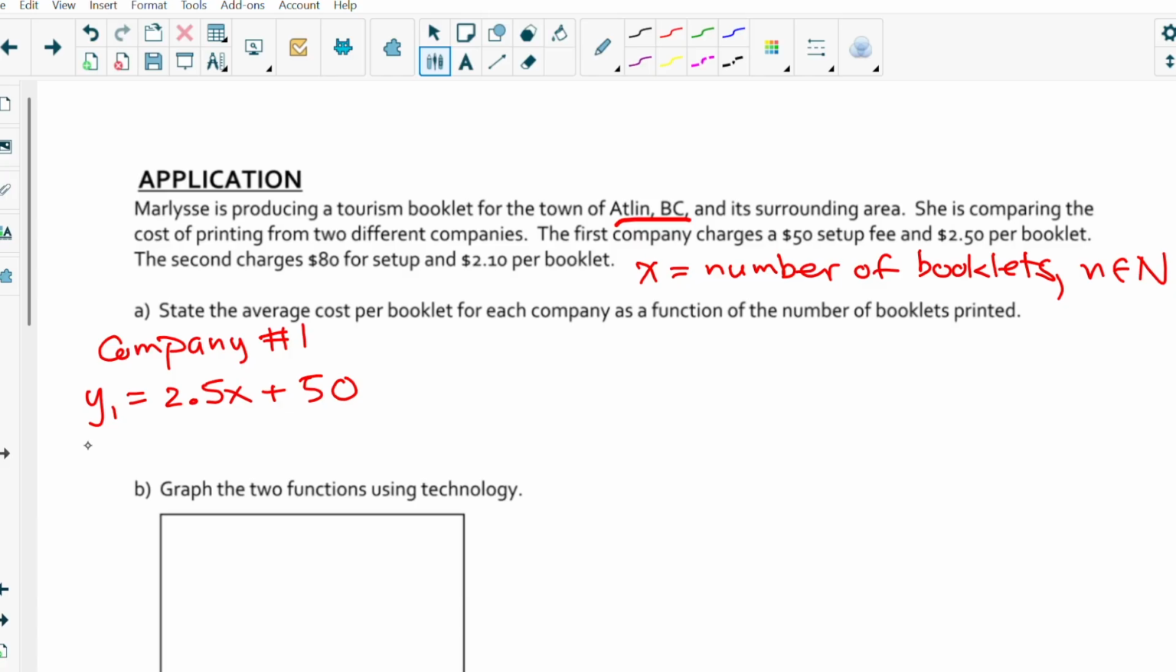And then here y1 is total cost, company number 1, company 2.